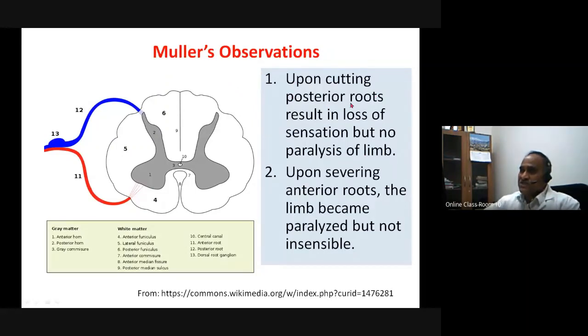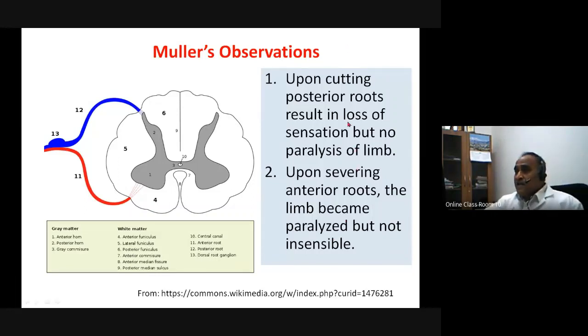Mueller's observation concerns cutting the posterior root, and this may happen in human beings too. Just see poliomyelitis. What does poliomyelitis do? Poliomyelitis destroys the anterior horn cells, especially the motor neurons. So that means there is paralysis. Sensations may remain because the posterior root is normal.